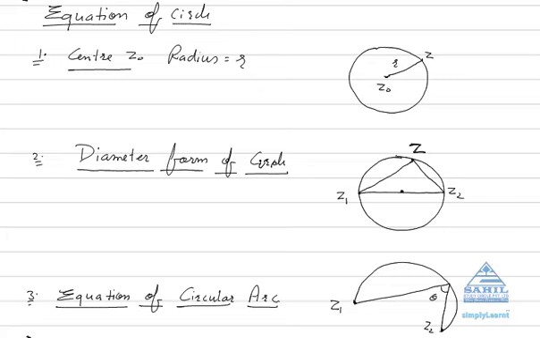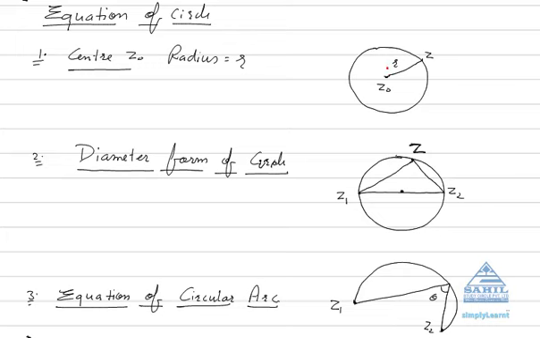Hello dears, our next concept is the equation of circles. If you want to find out the equation of a circle, we are given two things: first the center, that is z0, and the radius, that is r. You must know the center and radius.